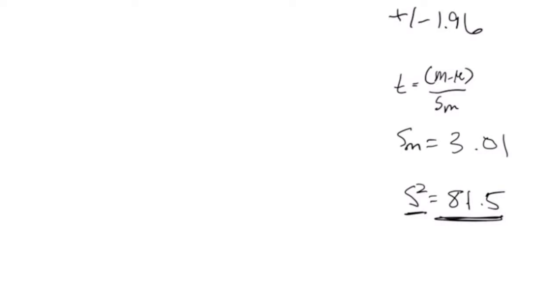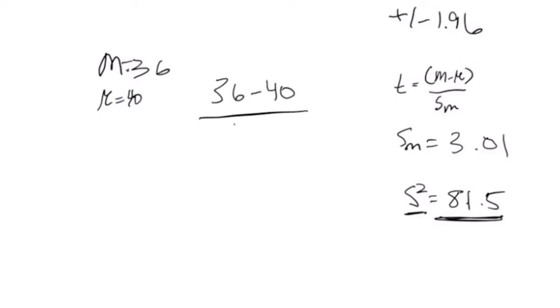Now that we have our standard error, we have everything we need to solve this problem. So going back, we had a sample mean of 36 and a population mean of 40. So let's plug everything in. 36 minus 40 divided by the standard error of 3.01 gives us negative 4 divided by 3.01. So our t statistic is, and I made a mistake already, this should be a negative 4. Our t statistic is a negative 1.33.